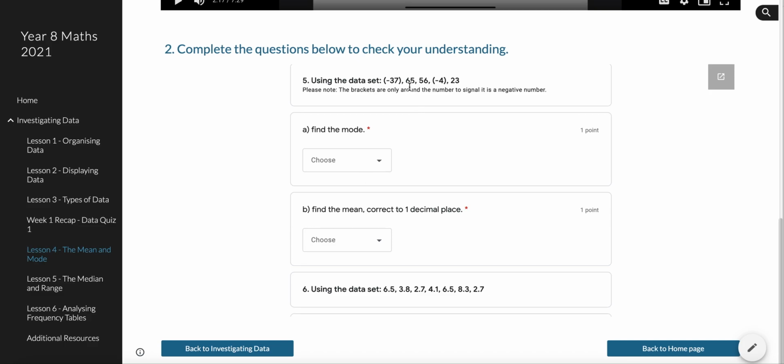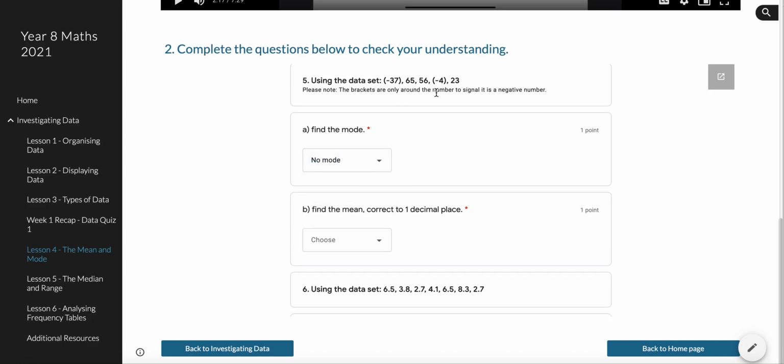Okay, here we have another data set, but this time we've got some negative numbers as well. So it's not really going to change too much. Find the mode. Is there a score up here that occurs more than once? No, none of these numbers are the same, so there's no mode.